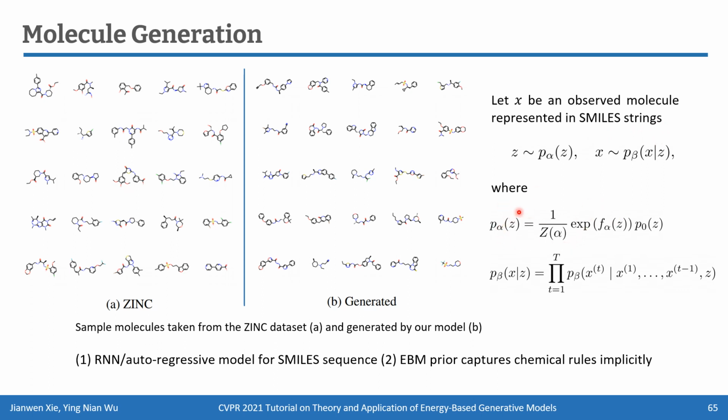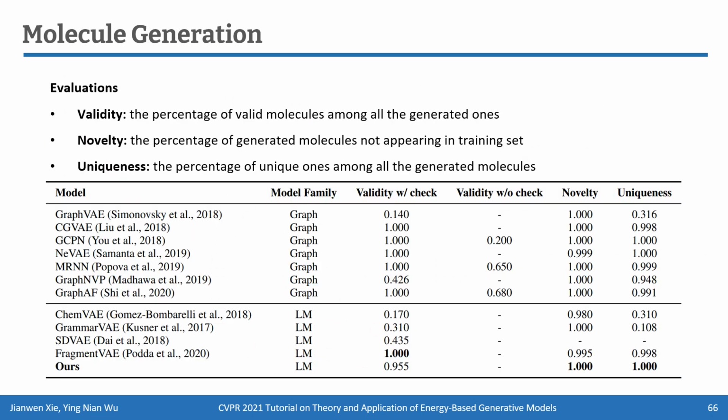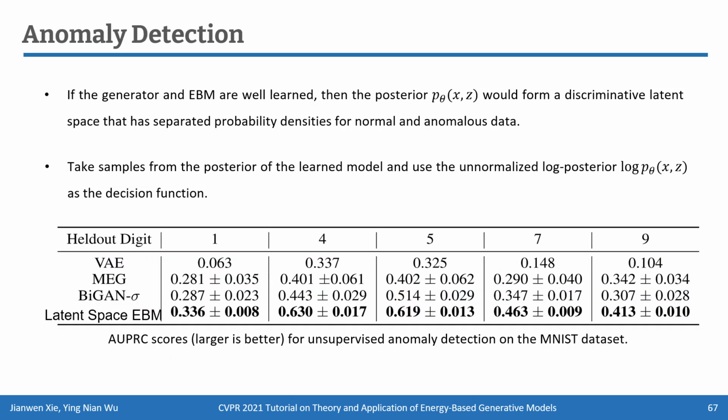And then this latent EBM, energy-based model, actually captures the chemical rules implicitly in a probabilistic way in the latent space. And again, this latent Z as a thought vector generates a whole string, which gives us the configuration of the molecule. And again, we evaluate the generation quality based on validity, novelty and uniqueness. And this method seems to be very promising.